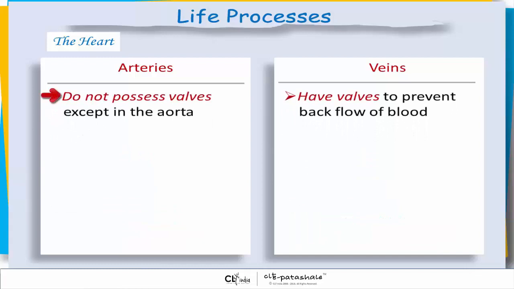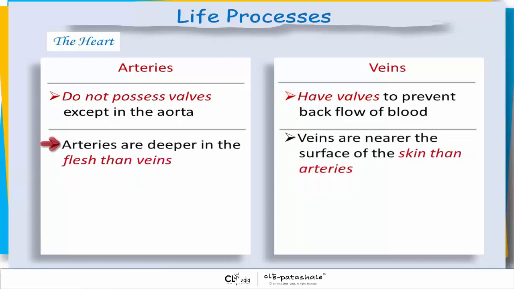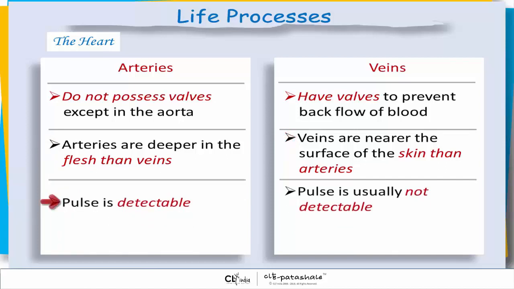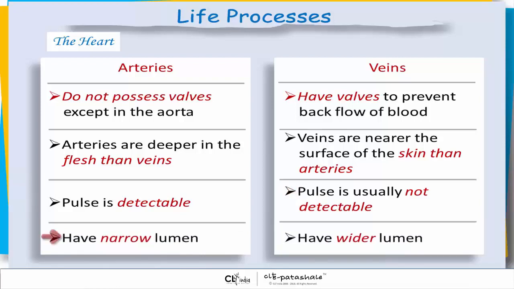Arteries do not possess valves except in the aorta. Veins have valves to prevent backflow of blood. Arteries are deeper in the flesh than veins. Veins are nearer the surface of the skin than arteries. Pulse is detectable in arteries. Pulse is usually not detectable in veins. Arteries have narrow lumen, whereas veins have wider lumen.